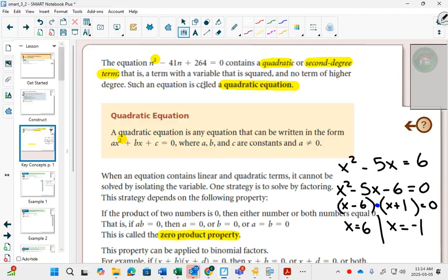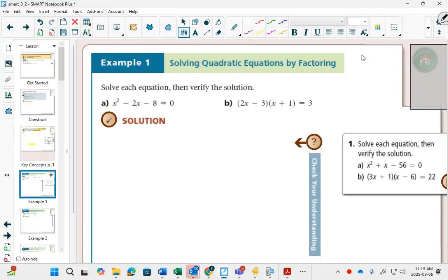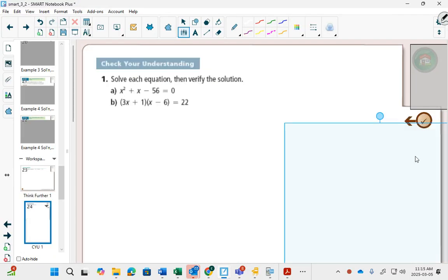But it only works if you're multiplying and it's equal to 0. And that's called the zero product property. So with that, we can go to example 1. I'll put this up on YouTube and you can see it later.